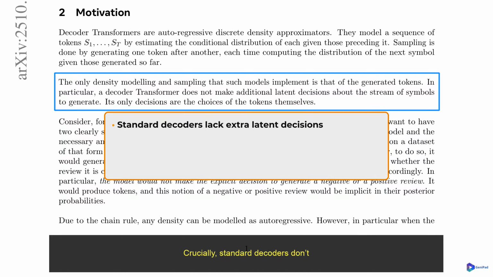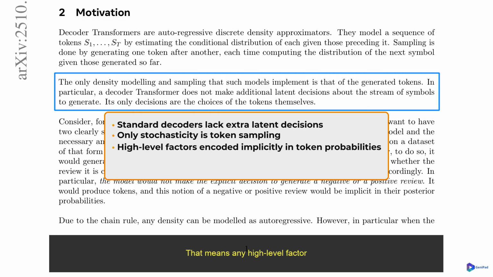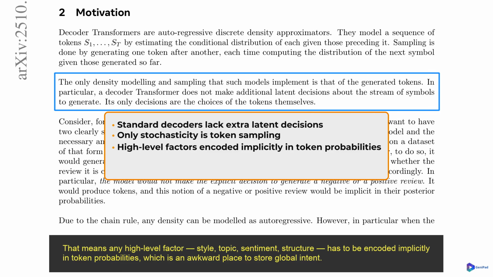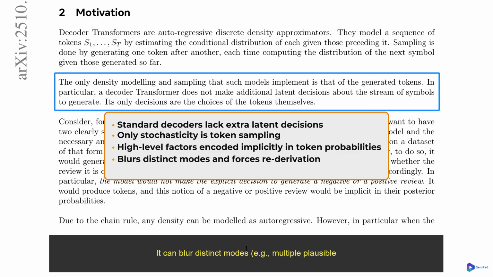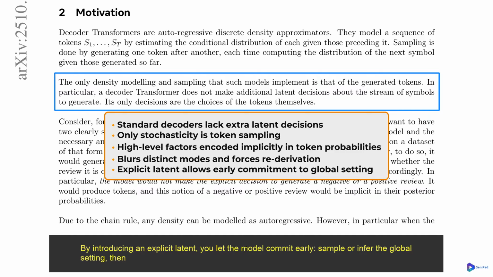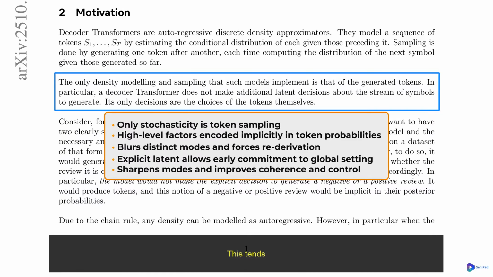Crucially, standard decoders don't make extra latent decisions. The only stochasticity they sample is the token itself. That means any high-level factor, style, topic, sentiment, structure, has to be encoded implicitly in token probabilities, which is an awkward place to store global intent. It can blur distinct modes, for example multiple plausible outlines, and force the model to continually rederive the big picture. By introducing an explicit latent, you let the model commit early, sample or infer the global setting, then generate tokens consistent with it. This tends to sharpen modes, improve coherence, and make control more natural.